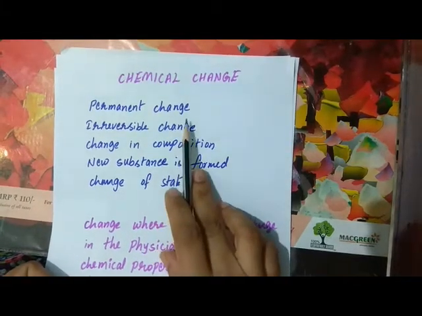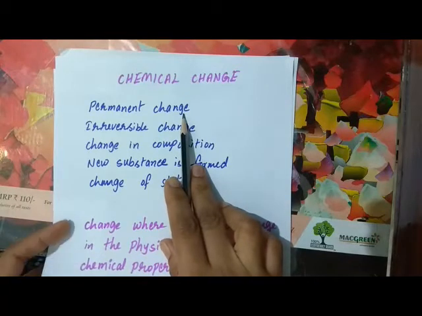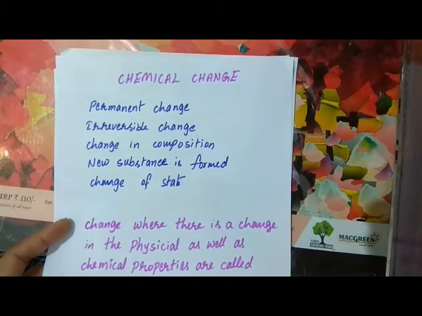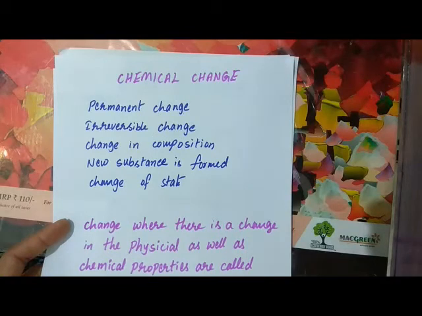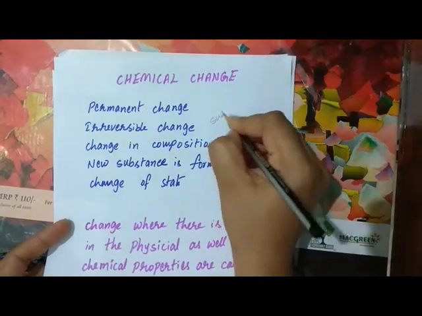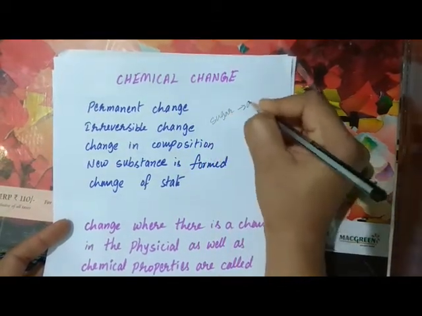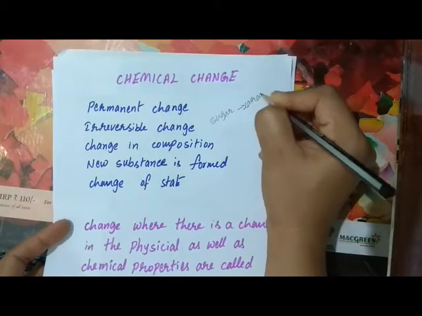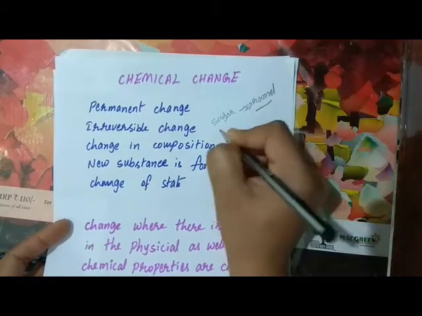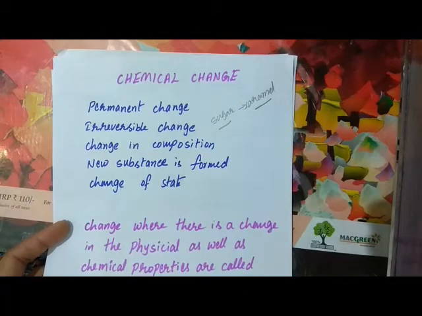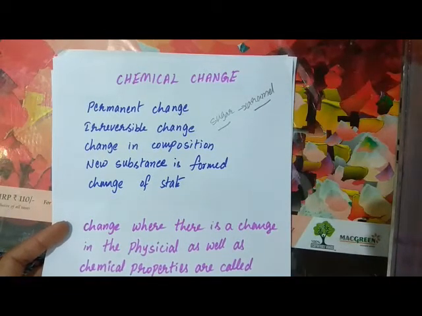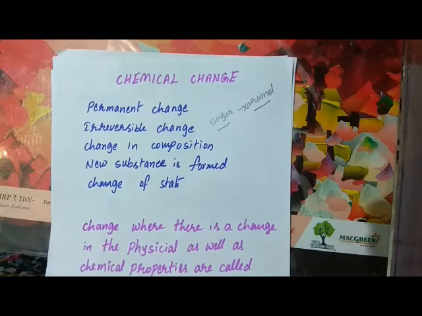Then what will happen is, after some time it absorbs heat and the sugar crystals will start melting. After some time, the sugar is converted into caramel. Sugar converts into caramel. Here, is it possible to change the caramel back to sugar? No, it's not possible.